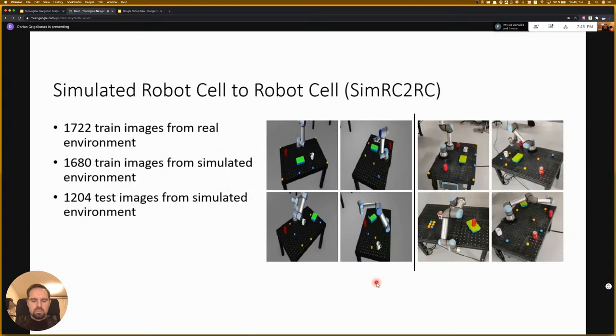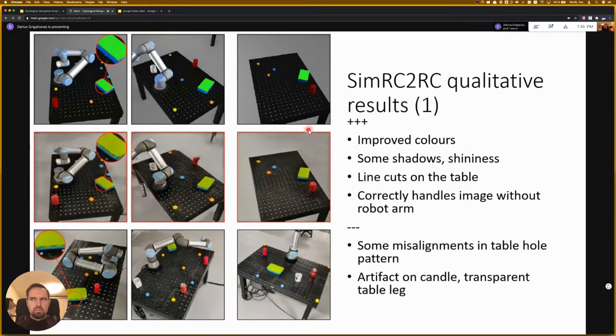And for the second experiment, I chose an environment which I had much more control of. I made a real environment with a robot arm and some objects on the table, and also had the same environment in simulation, which looks a bit similar. I made around 1,500 images in both environments. Then, having these images, I trained the UNIT network. And these are the results I got.